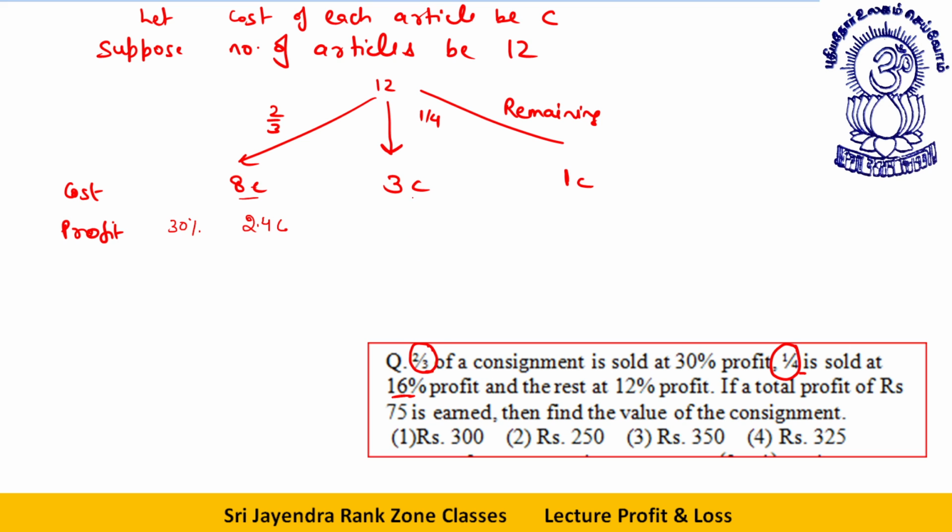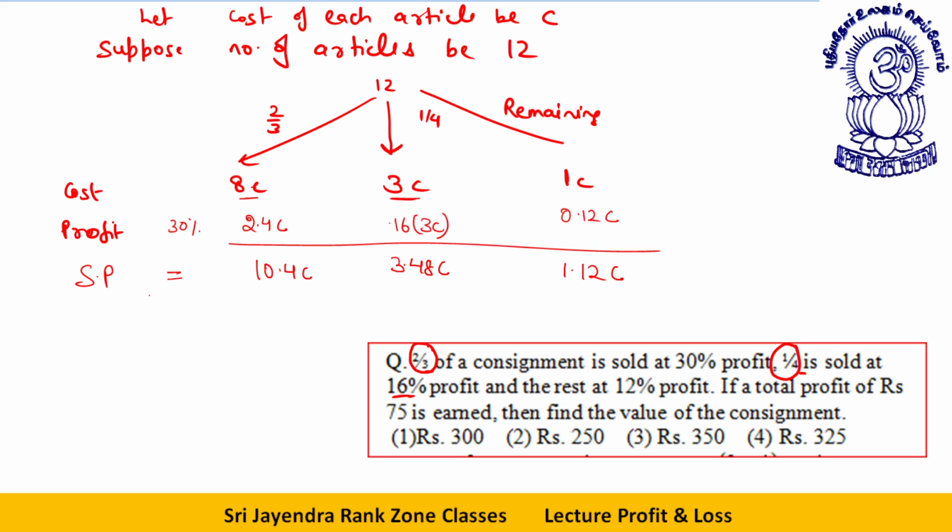16% profit, I can directly say 16% profit means 0.16 into 3C. And the rest is sold at 12% profit, so that means the profit is 0.12C. If you add all these, you will get the selling price. The selling price will be 8C plus 2.4C, that is 10.4C. 0.16 into 3 will give you 0.48, so 3.48C plus 1.12C.